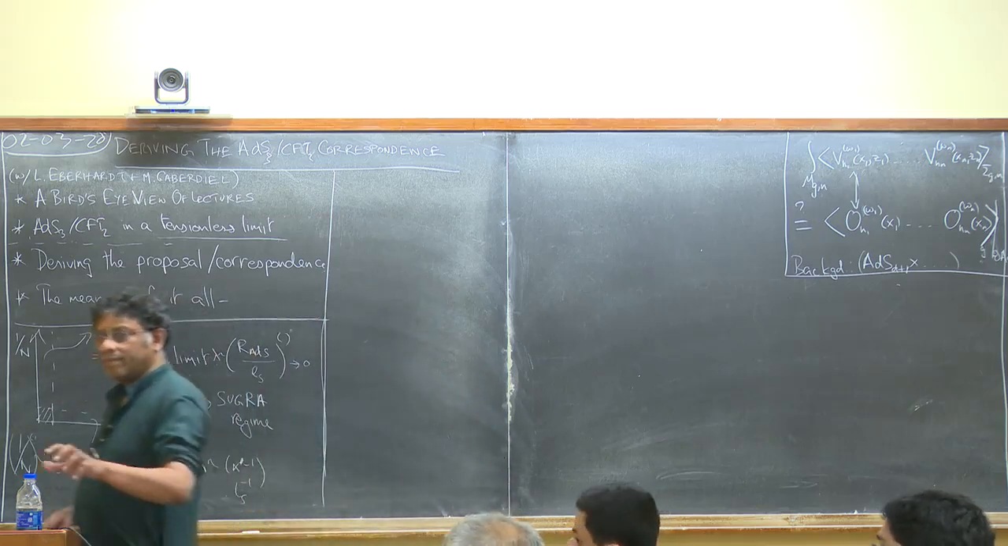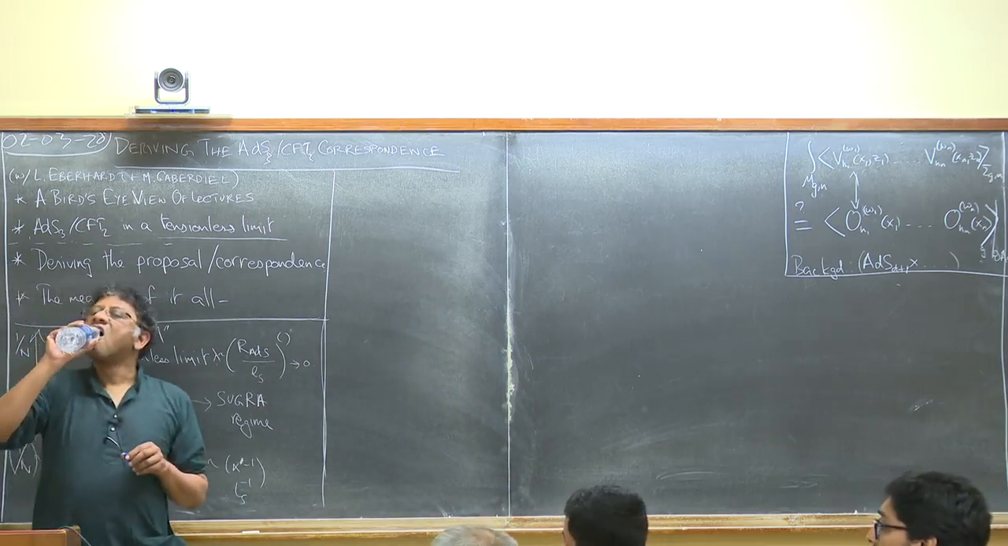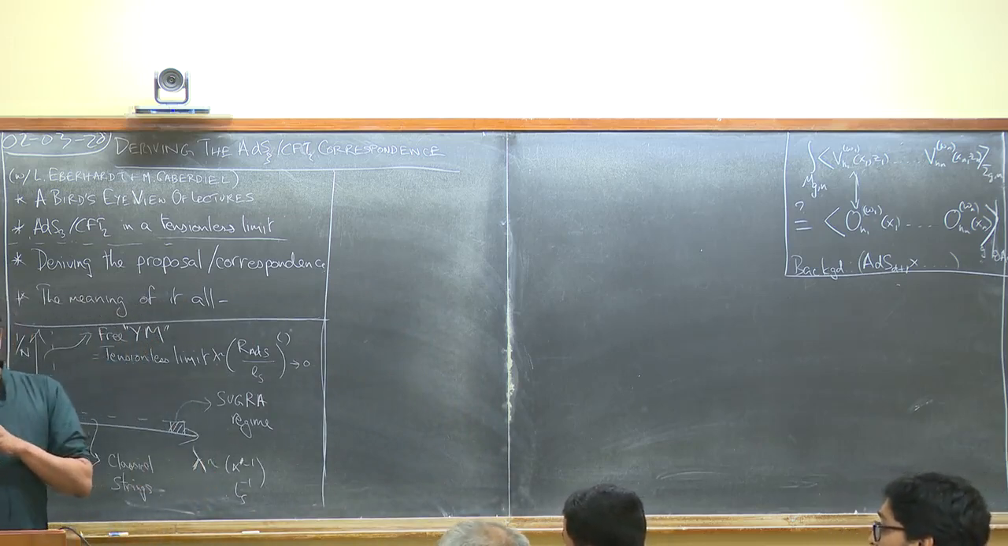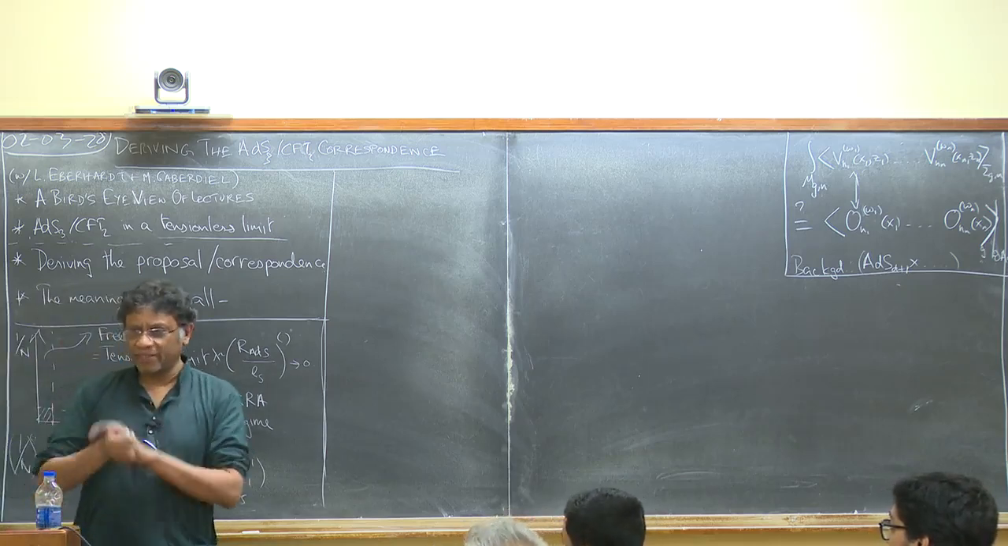In some examples, we think we understand that the string breaks up into bits. For instance, in the ABJM case, does that tie in? Yeah, hopefully I'll be able to say something about that by the end.